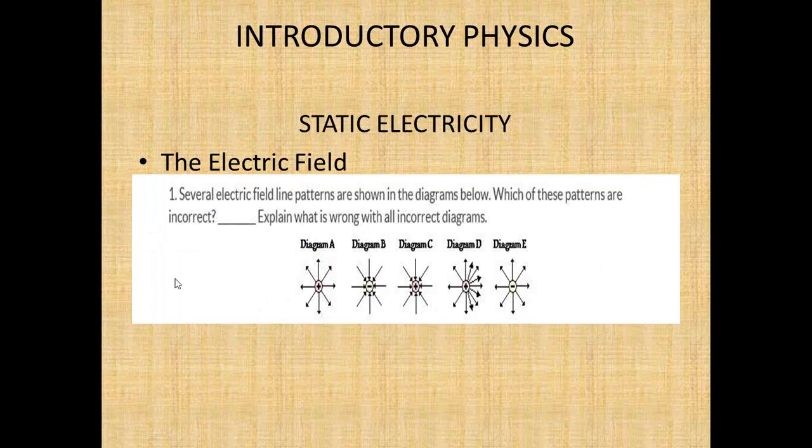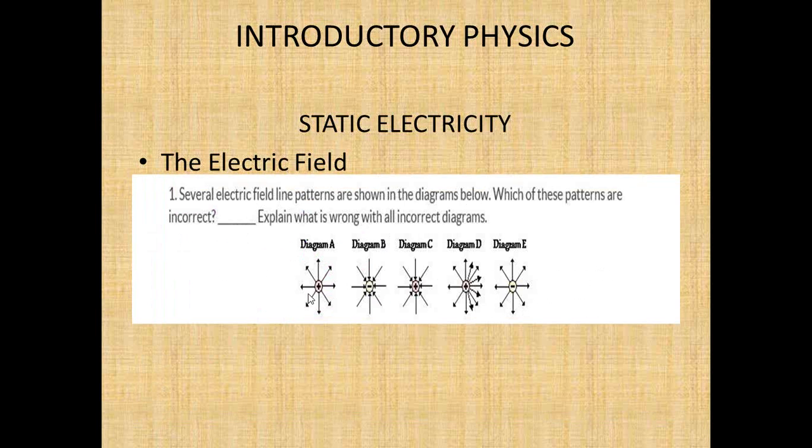All right, so let's do some questions now to see if we understand what's going on. The first question is: several electric field line patterns are shown in the diagram below. Which of these patterns are incorrect, and explain what is wrong with all the incorrect diagrams.